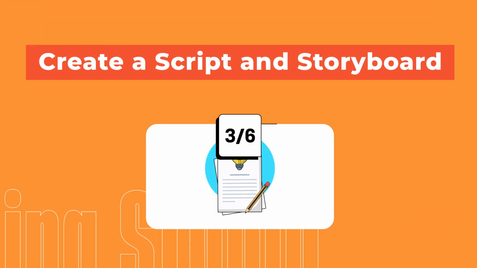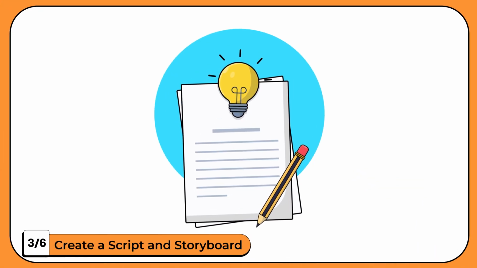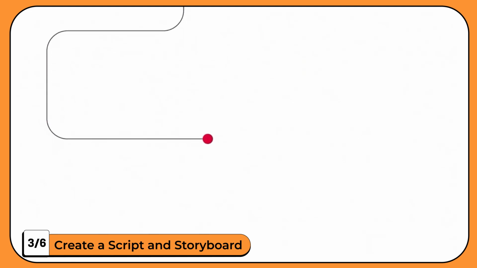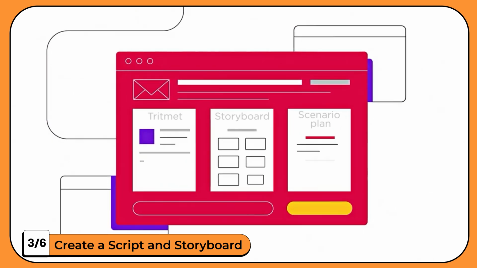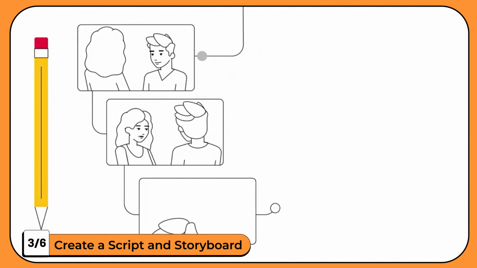Next, create a script and storyboard. Your script is the blueprint. Your storyboard is the build plan. Write voiceover first in short sentences, then block every shot. Framing, labels, transitions, and what not to show.